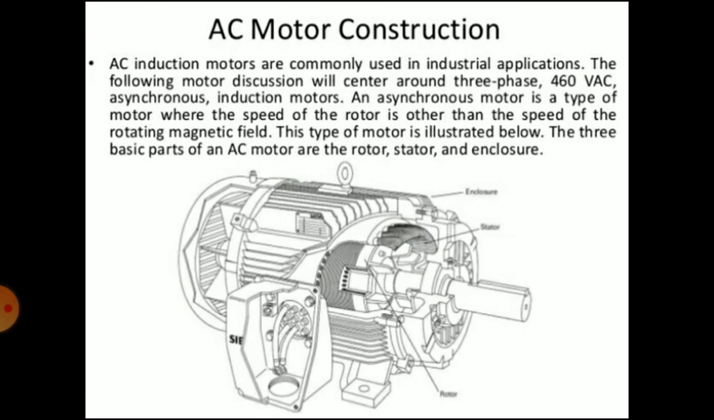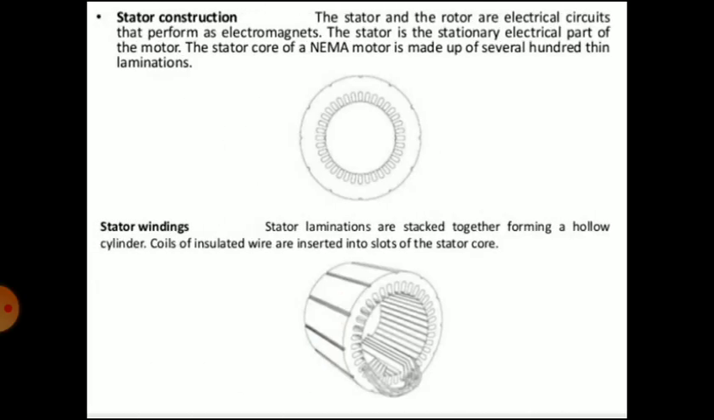Now AC motor construction. AC induction motors are commonly used in industrial applications. The motor that we will center around is the three-phase induction motor. So an asynchronous motor is a type of motor where the speed of the rotor is other than the speed of the rotating magnetic field. So we will see the different parts or the components of AC motors.